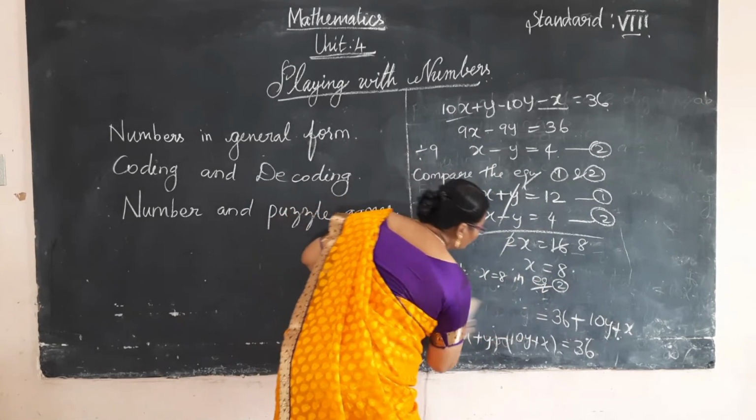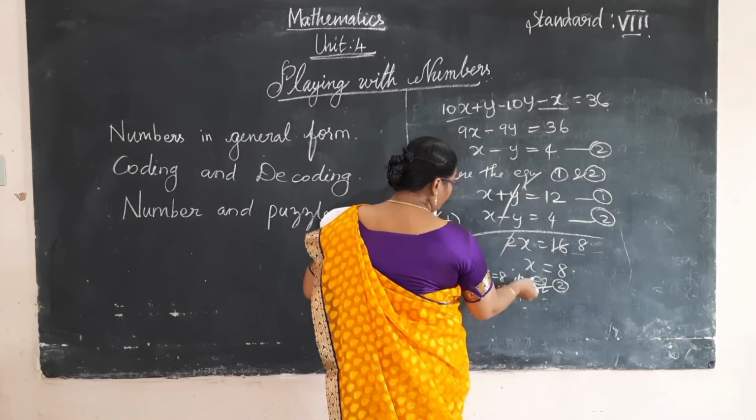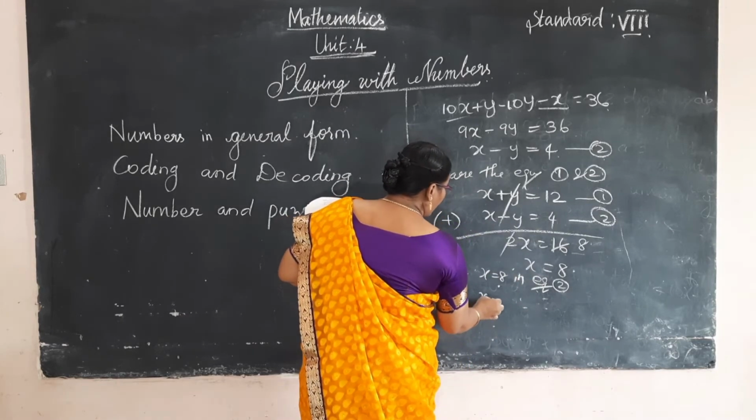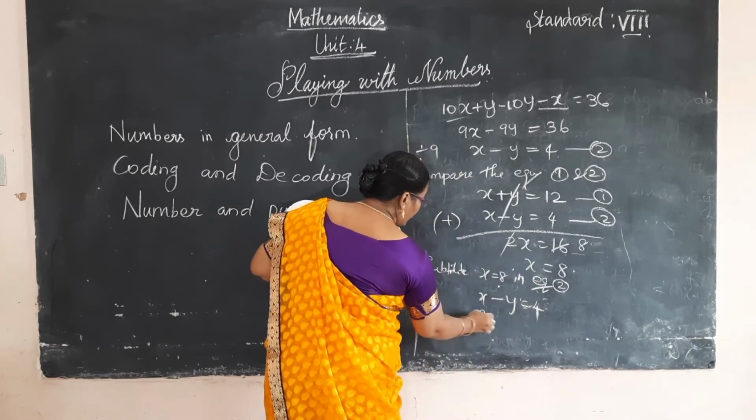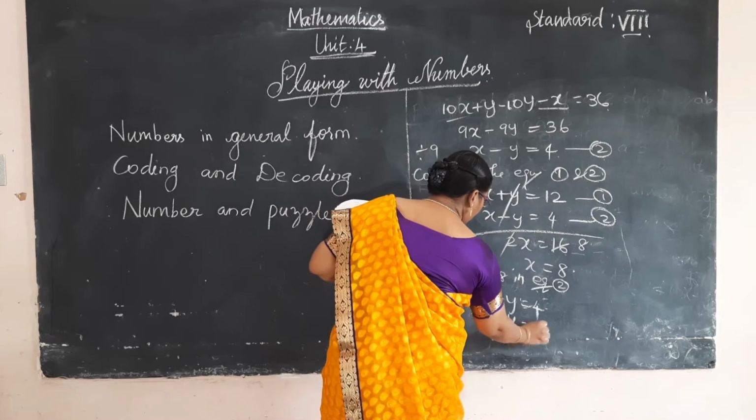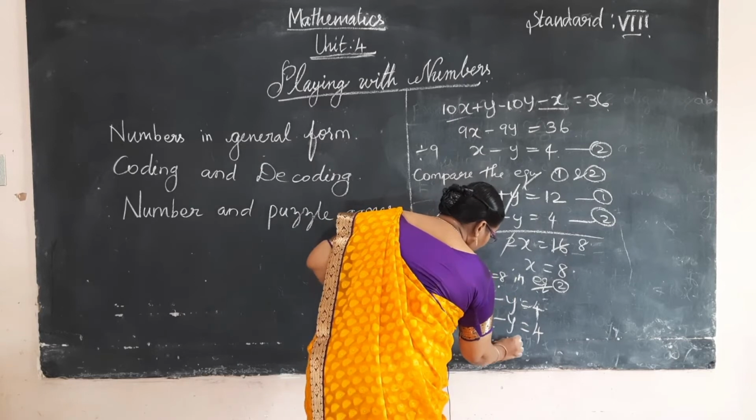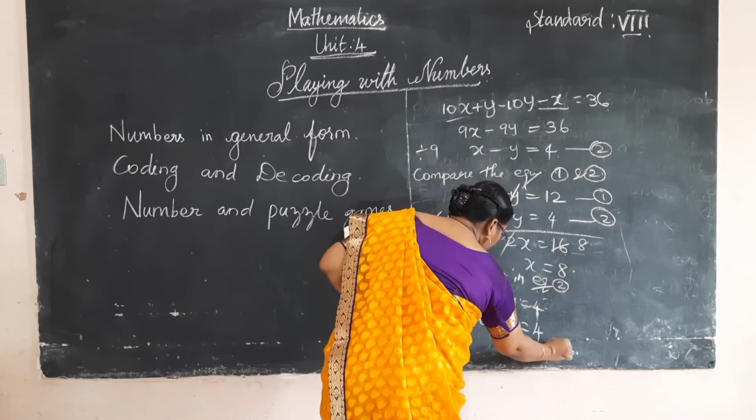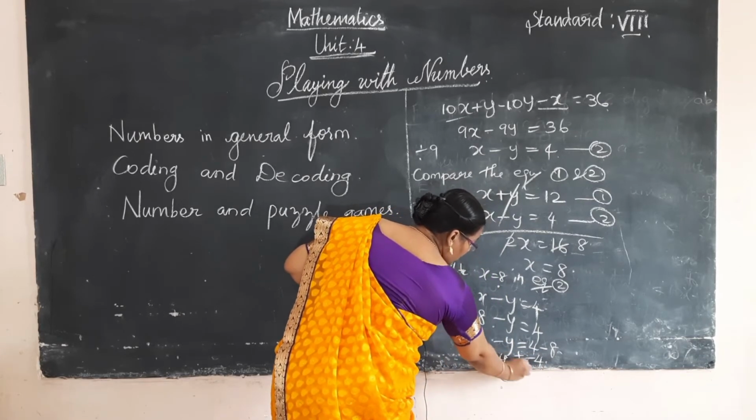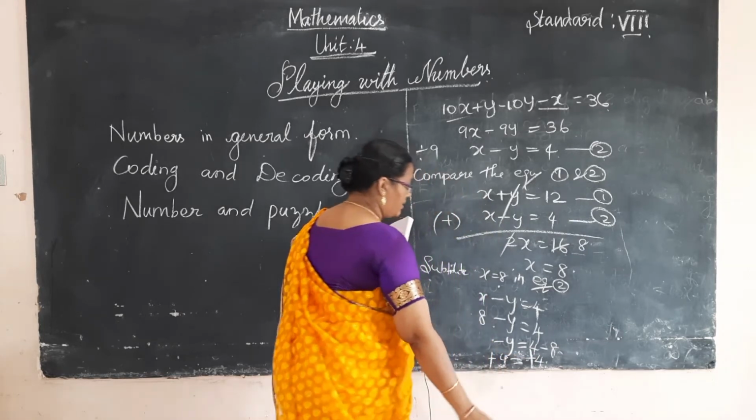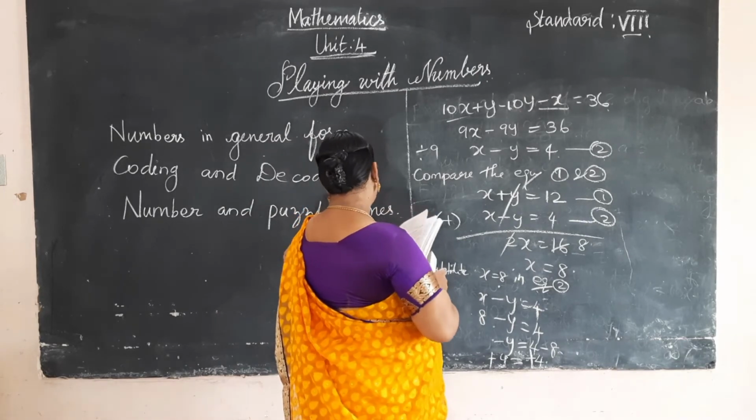So equation number 2 is x minus y is equal to 4. What is the x value? 8. 8 minus y is equal to 4. So minus y is equal to 4 minus 8, so minus 4. Here minus y, minus minus is plus. So y is equal to 4. You have to find out the original number.